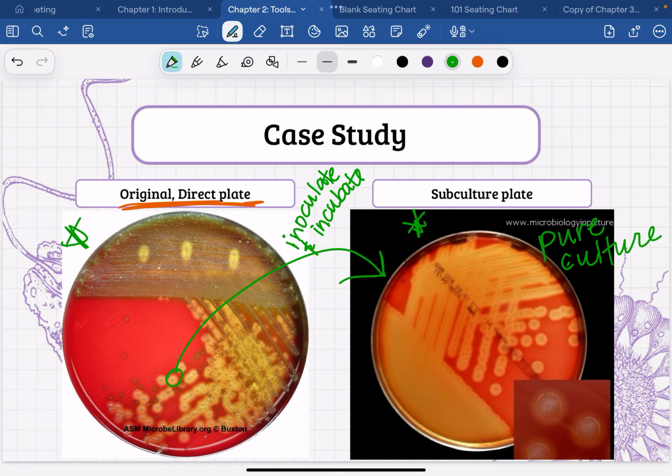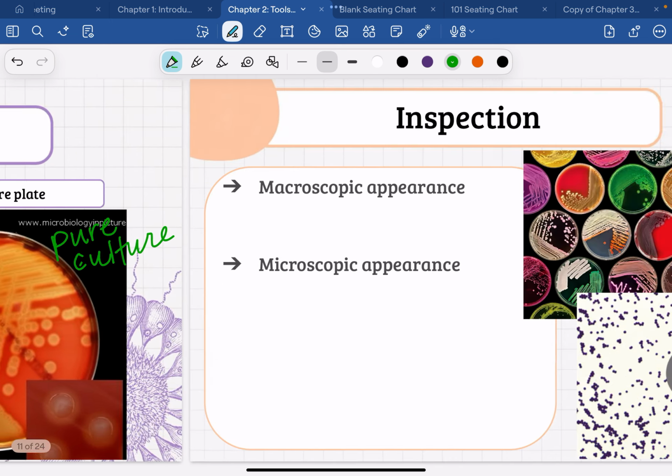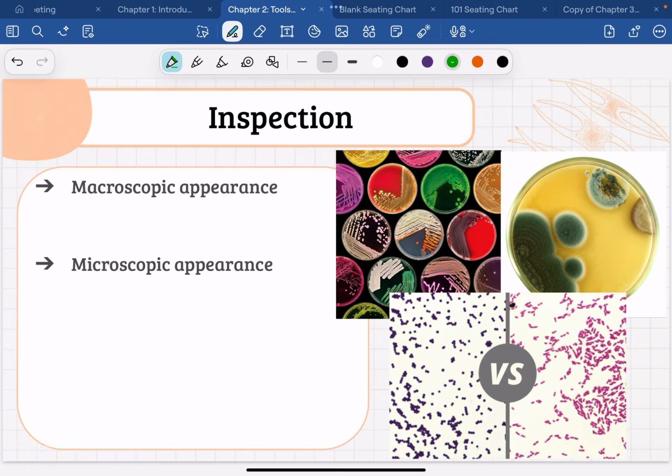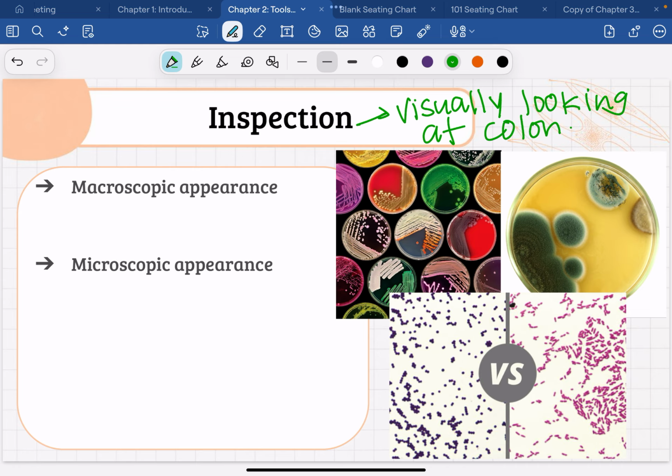Okay, so that is our third step, right, isolation, separating bacteria from each other. Our fourth step is going to be inspection. And all inspection is, is looking at the bacteria. All right? It's just visually looking at the colonies. Now, visually looking at the colonies and bacteria can happen in 2 ways, right? Remember, macroscopic, macro means big. So this is just what you can see with your naked eyes.